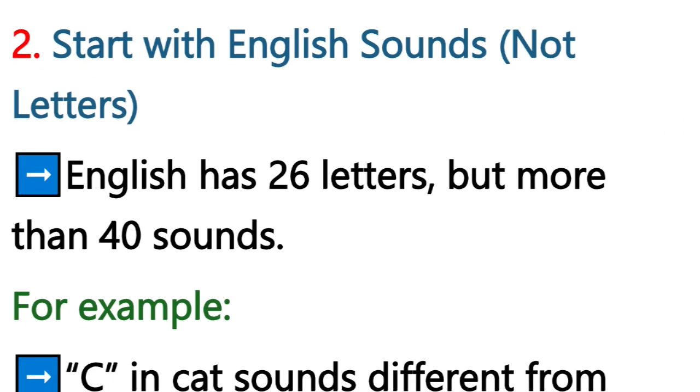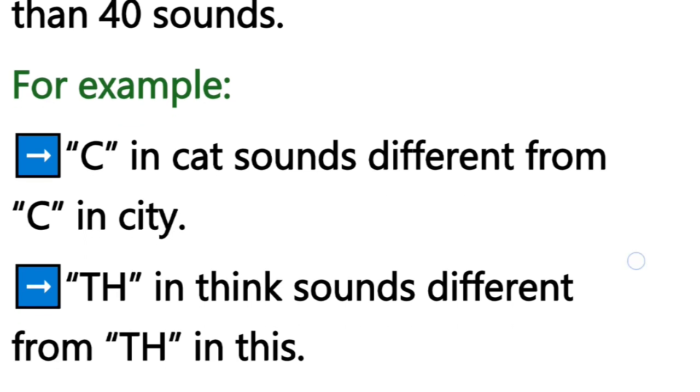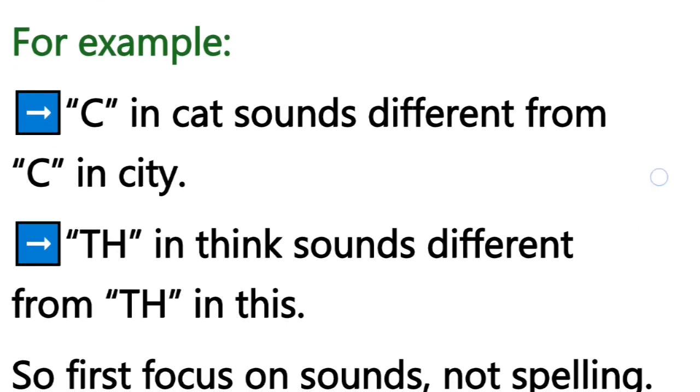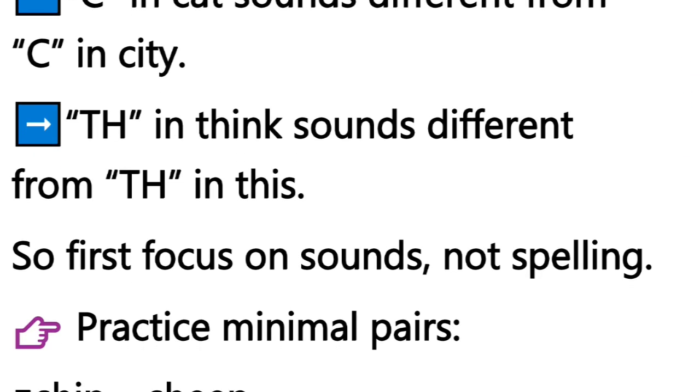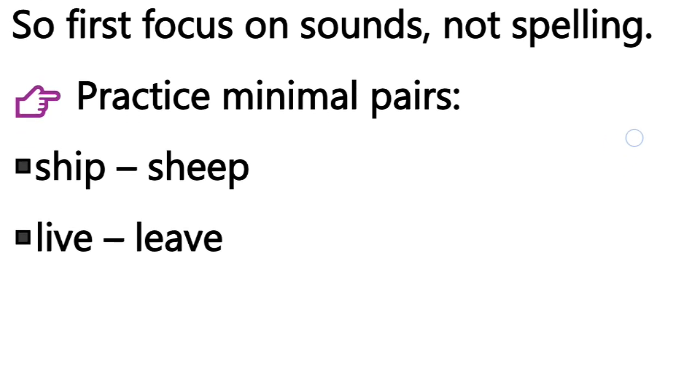Start with English sounds, not letters. We all know English has 26 letters, but more than 40 sounds. For example, the letter C sounds different when we pronounce the words cat and city. In both these words, C has a different sound altogether. TH in think sounds different from TH in this. Again, the same two letters have different sounds in both these words, think and this. So first focus on sounds, not spelling.